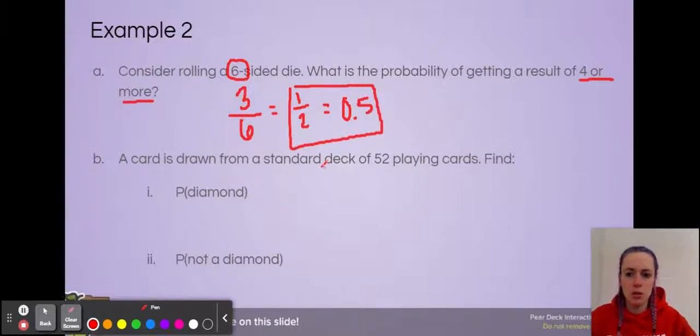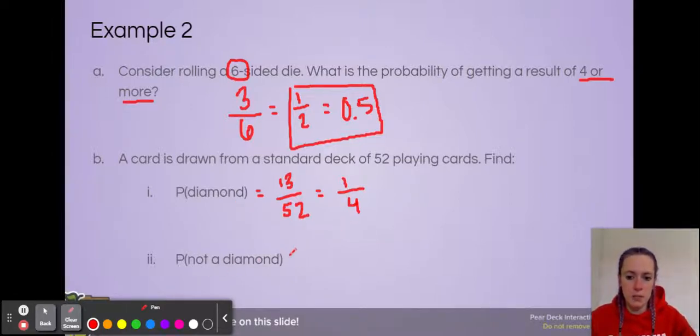Part B. A card is drawn from a standard deck of 52 playing cards. We're first being asked to find the probability of drawing a diamond. So if you don't know, a standard deck has 4 different suits: diamonds, hearts, spades, and clubs, and they're split equally. That means pulling a diamond, there are 13 diamonds of the 52 cards, or I'm looking at 1/4 of the cards being diamonds. So I have a 1 in 4 chance of drawing one.